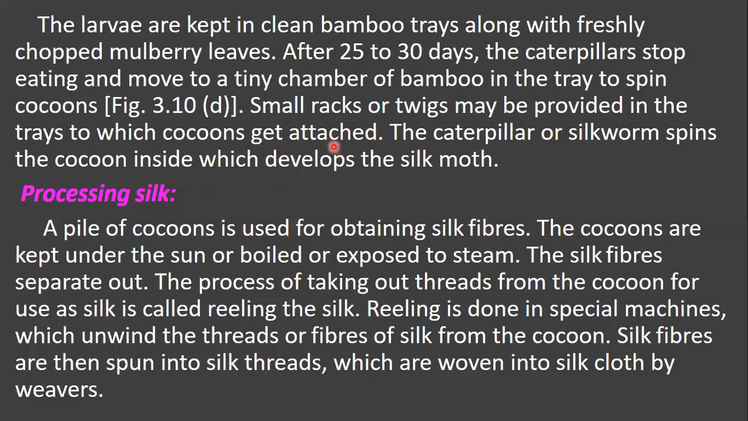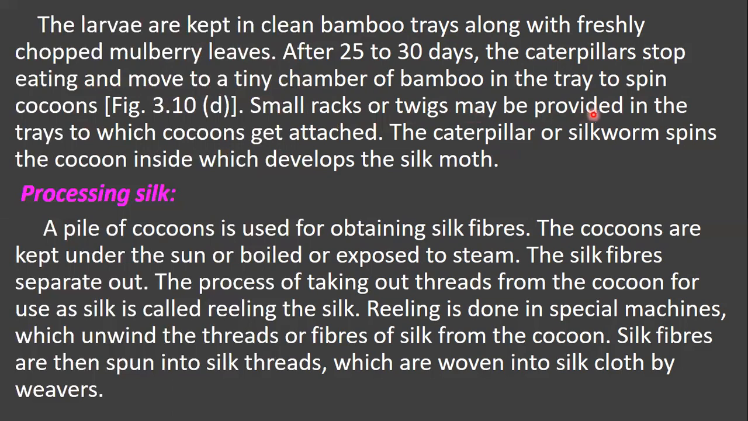See children, here first the larvae are kept in clean bamboo trays along with freshly chopped mulberry leaves. And after 25 to 30 days, the caterpillars stop eating the mulberry leaves and move to a tiny chamber of a bamboo in the tray to spin the cocoons.